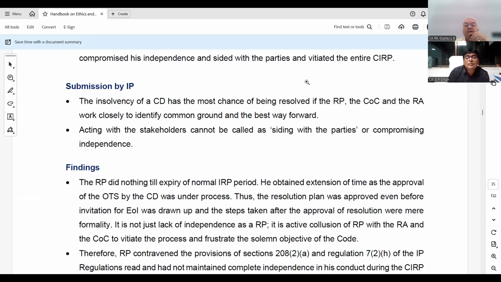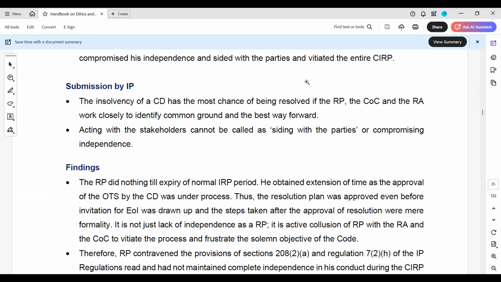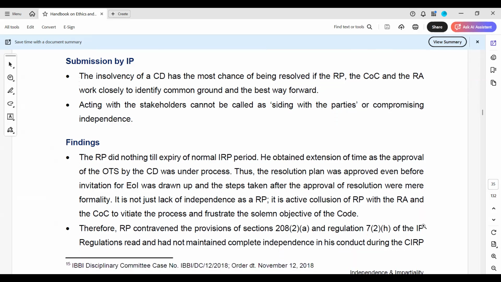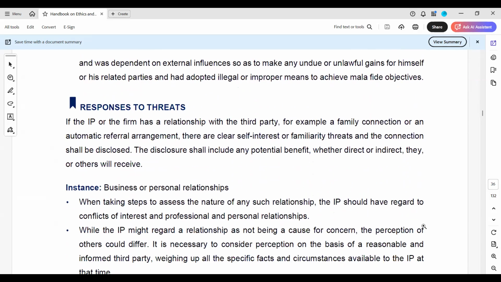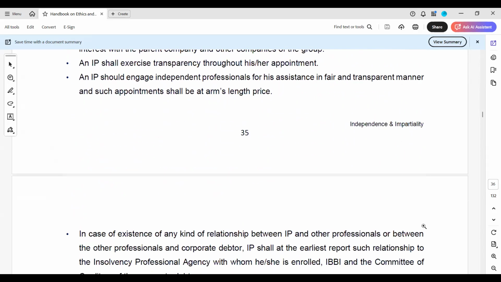So the submission was that if we work together, then we can find common ground. And the finding was that the RP did nothing till the expiry of the normal IRP period. He obtained extension of time as the approval of the OTS by the CD was under process. He was waiting for the OTS, you understand. Thus the resolution plan was approved even before the invitation for expression of interest was drawn up, and the steps taken after the approval of the resolution were mere formality. Okay, so it is active collusion of the RP with the RA. So when you read all these instances, you will get an idea of what you should not do.